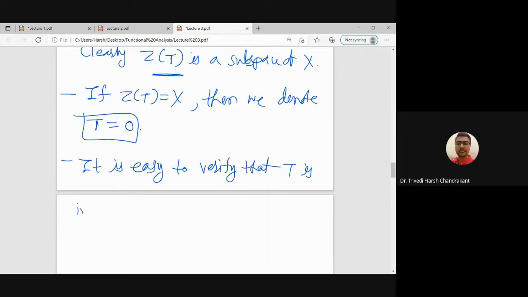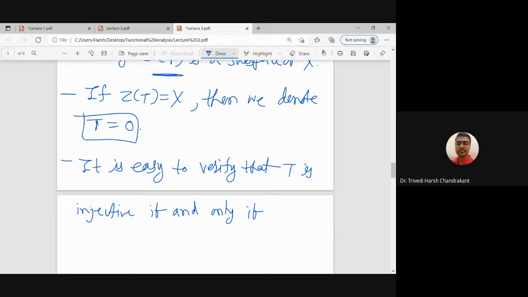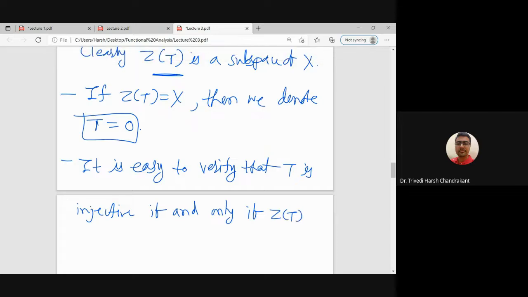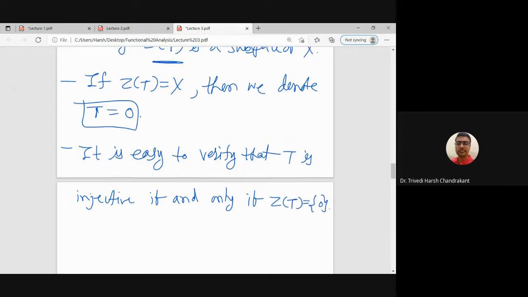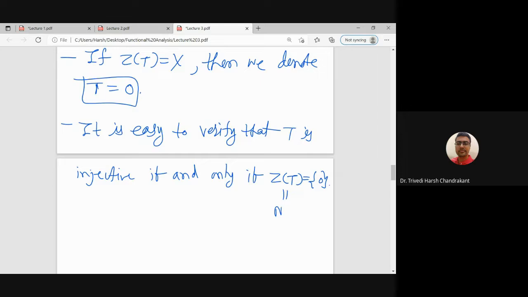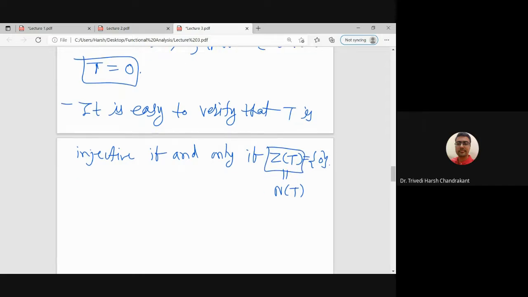T is one-to-one, meaning it is injective, if and only if its kernel is 0. Sometimes the kernel is written as N of T, but here we will mostly use the symbol Z of T. So the function is one-to-one if and only if the kernel is 0.